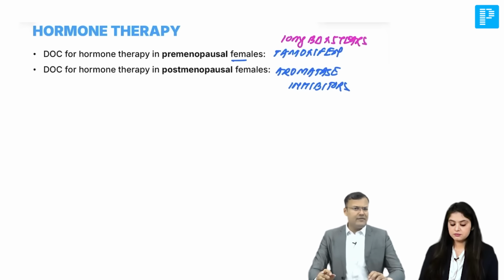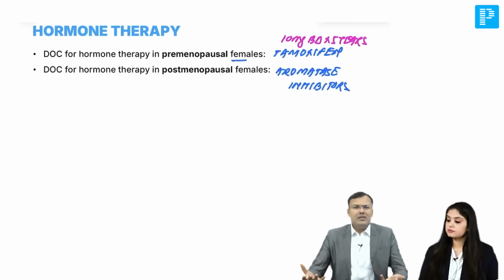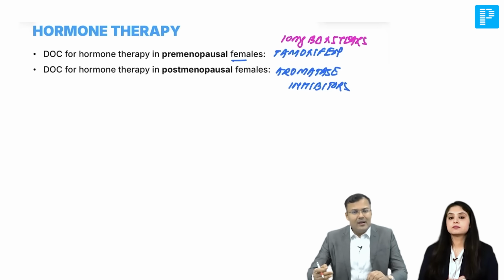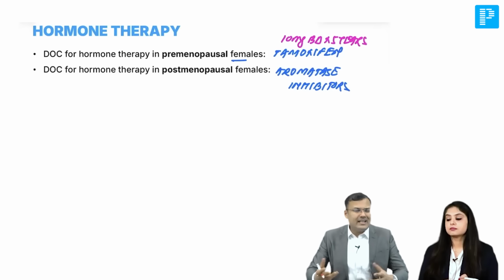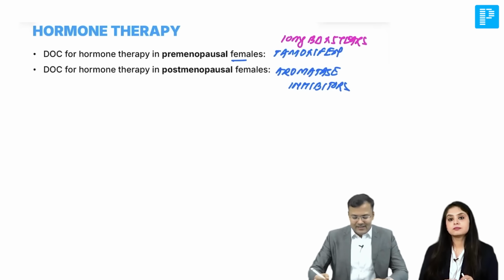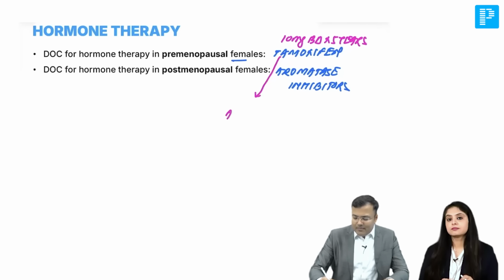Can you give tamoxifen in postmenopausal females? Yes, because this is a selective estrogen receptor modulator. We can, but we don't give. Why? Because tamoxifen has a partial agonistic action on the endometrium, and that's why there is an increased risk of endometrial cancer. So tamoxifen is avoided. Why? Because it's going to increase the risk of endometrial cancer.